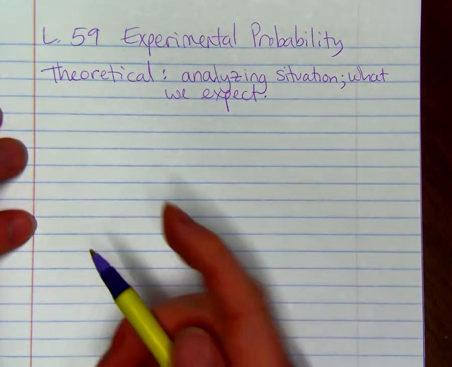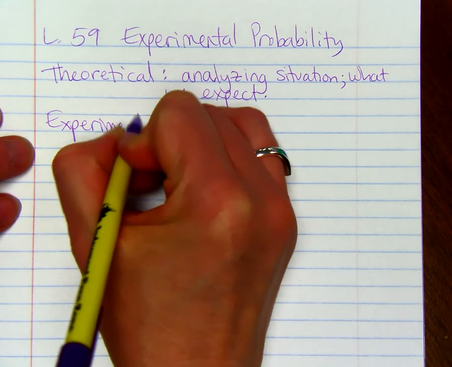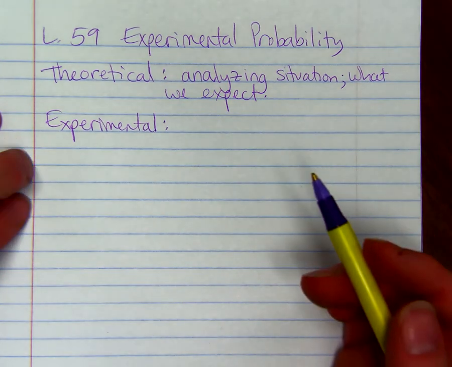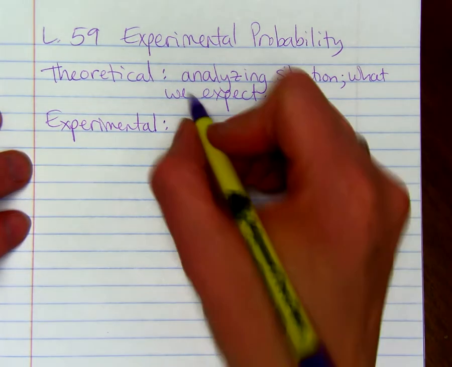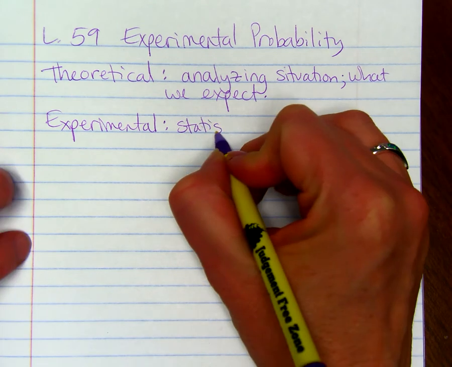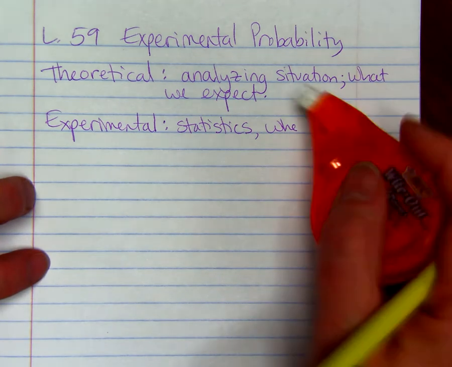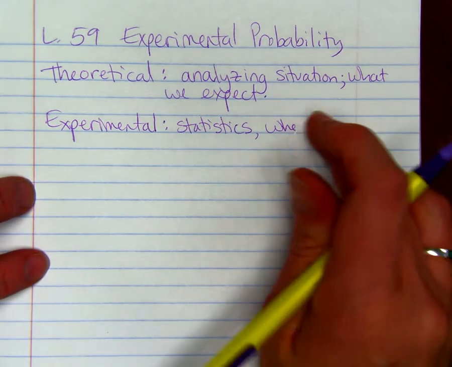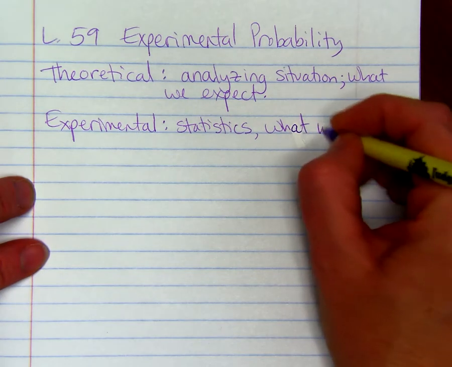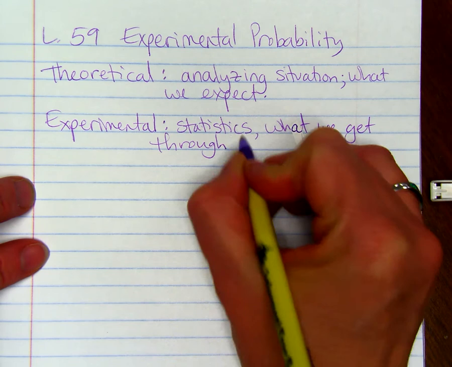That's theoretical. Now, experimental just means that we're going to do an experiment and actually see what we get. So we do a lot of statistics, we get our data value. It's what we get through trials, or through trial and error.